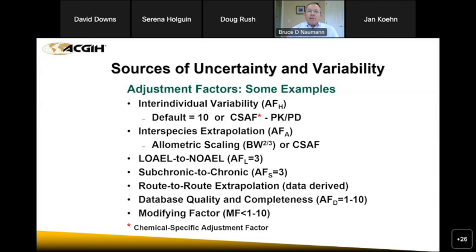There's database quality and completeness. How good were the studies? How consistent? So there are other factors that come in, modifying factor, even less than one. If the data in a particular study, an animal model, may not be all that relevant to humans, maybe you'll even have a number less than one, which would increase the OEL a little bit. But we have all of these factors that we need to consider and decide which ones are appropriate.